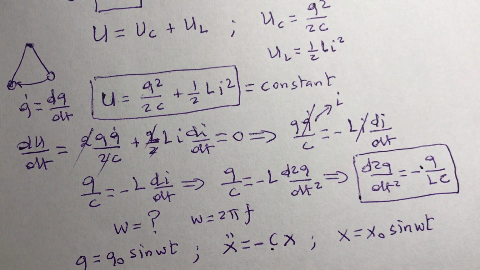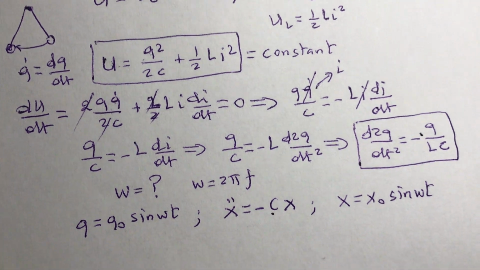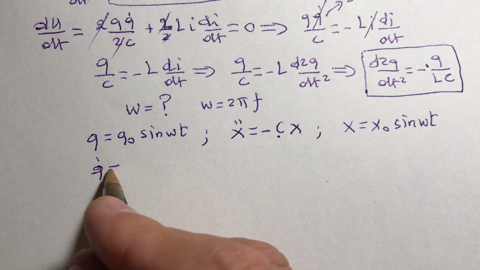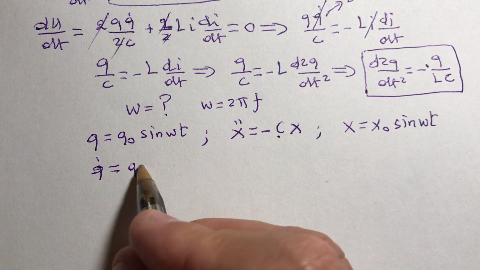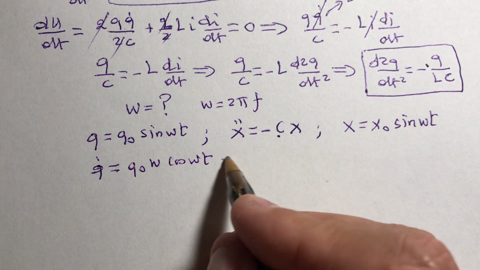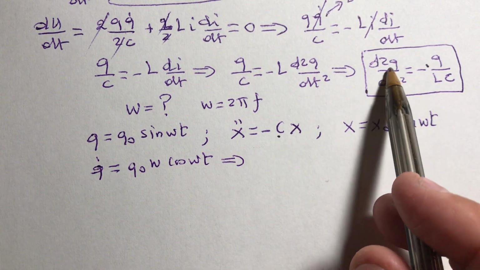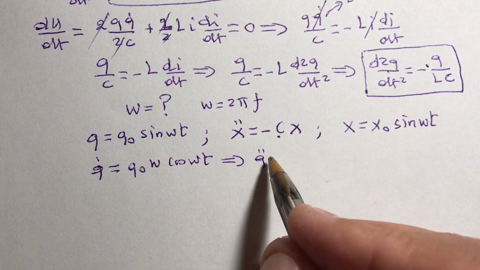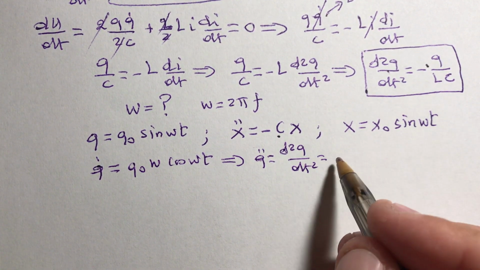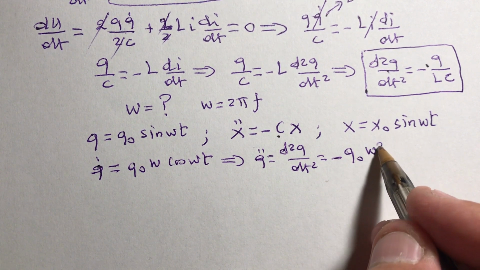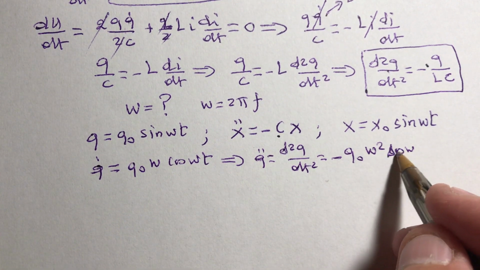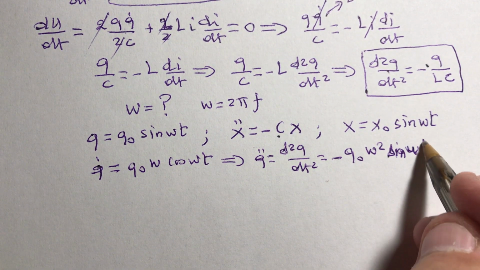So let's move this up and take Q dot, which is equal to Q0 omega cosine omega t. And then I will take another derivative because I have a second derivative here. I put here Q double dot, which is actually d squared Q over dt squared, is equal to minus Q0 omega squared, and I put cosine omega t, sine omega t, I'm sorry, sine omega t.